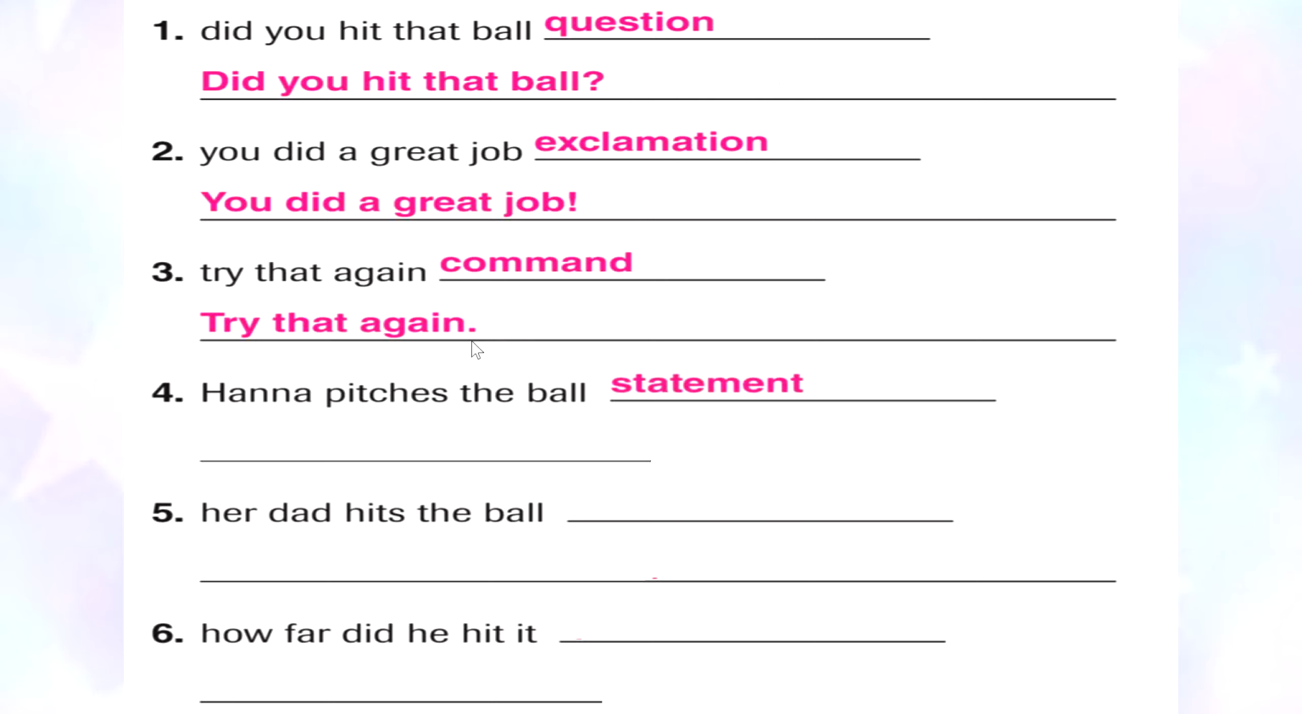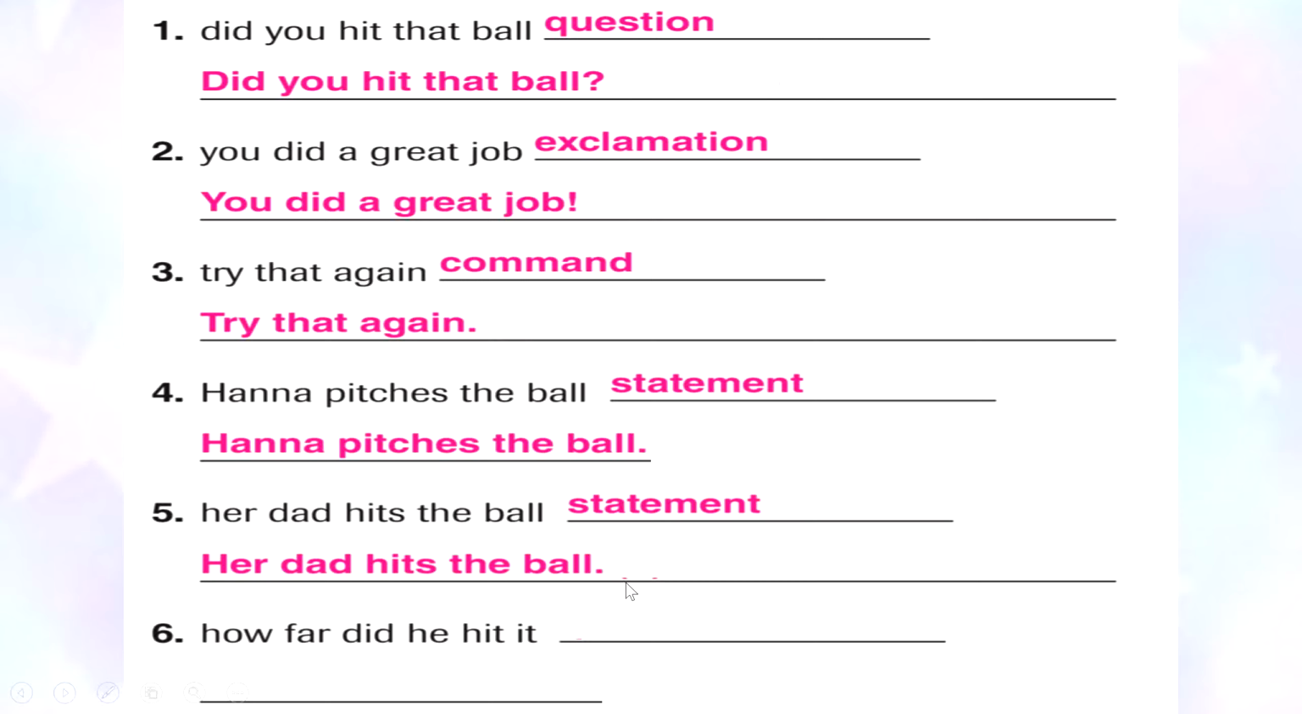4 is a statement. We have subject, verb, and complement, or the rest of the sentence. It gives some information. Starts with capital H, ends with a full stop. 5 is a statement. Her dad is the subject, hits, verb, the ball, the rest of the sentence. Starts with capital H, ends with a full stop. 6 is a question, starts with the question word how. Starts with capital H, ends with a question mark.